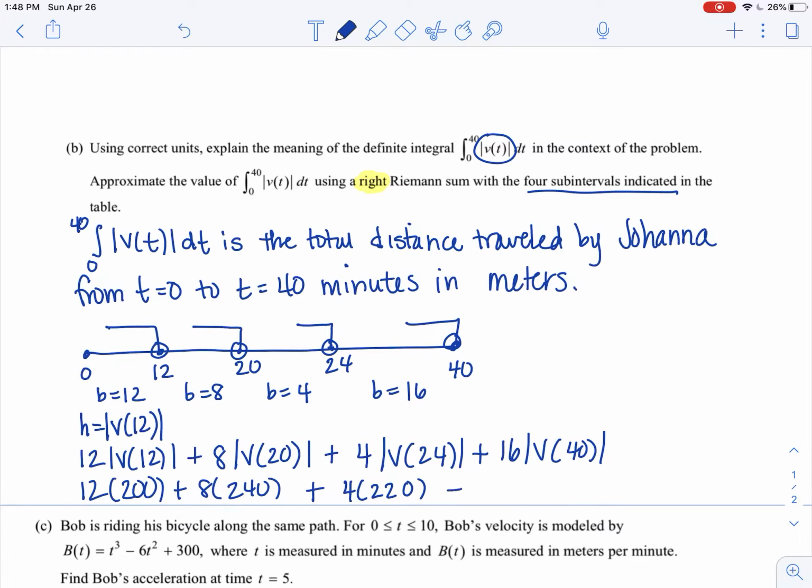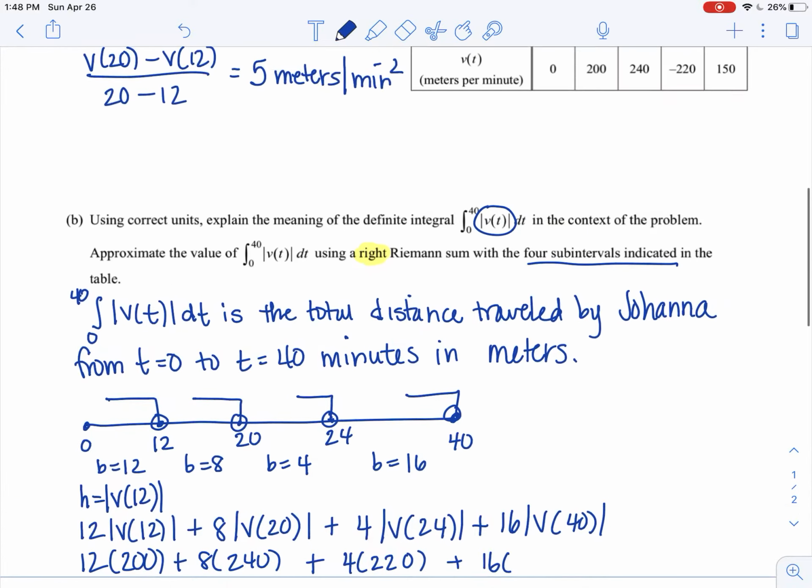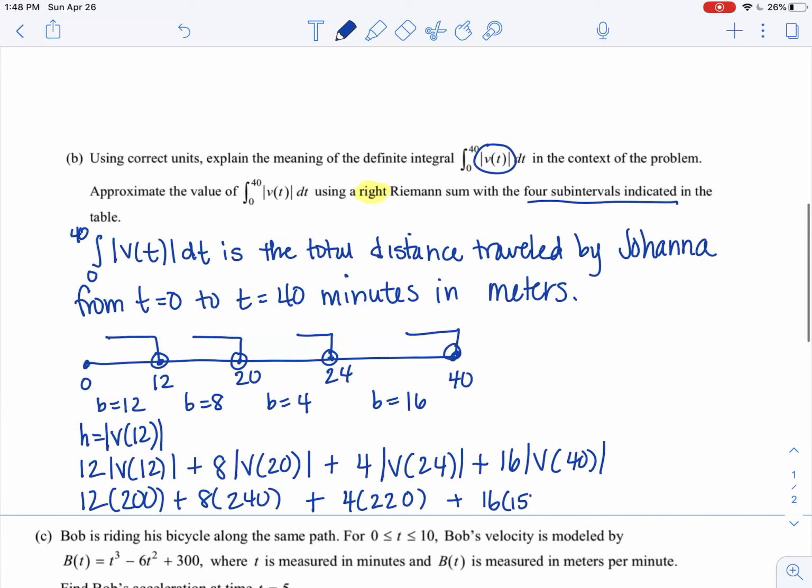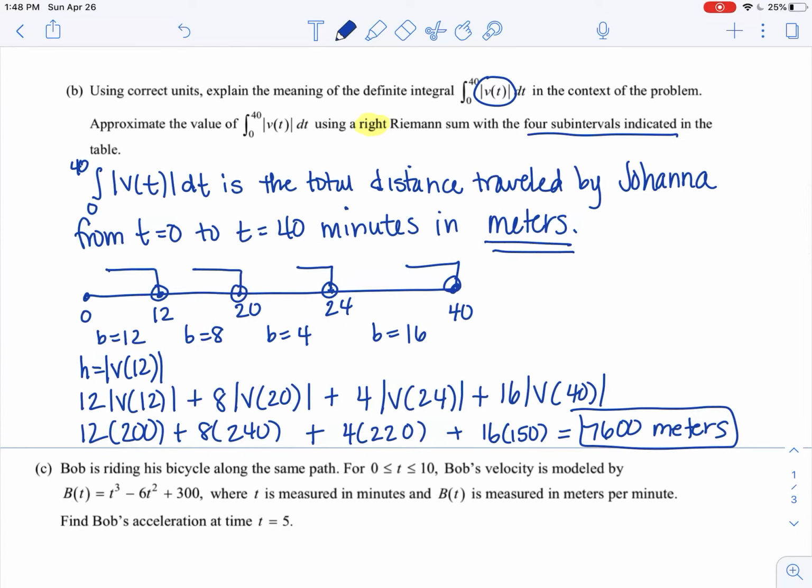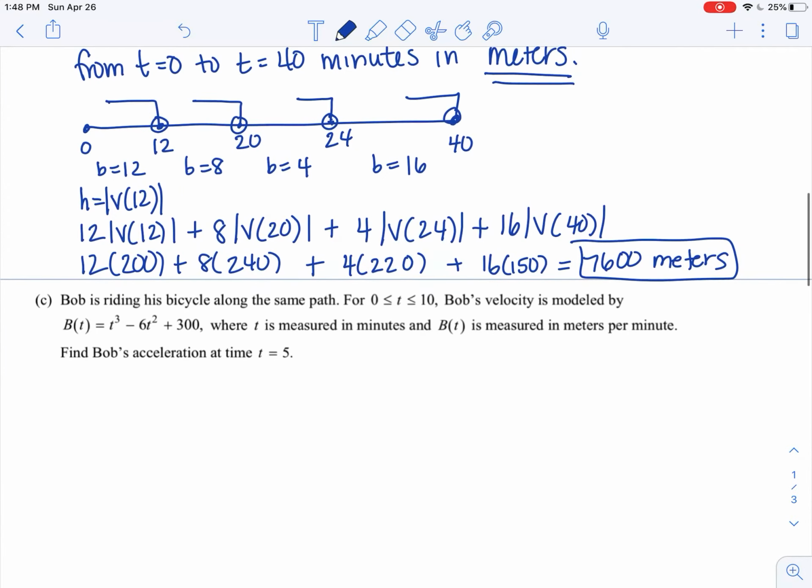That has to be an absolute value, so 4 times 220, not negative 220. And then finally 16 times 150. Okay, and when you add all of that together, that comes out to be 7,600 meters. Now, even though I know you wrote meters in the previous part of the explanation, I would still write that she traveled 7,600 meters in that 40 minutes of her running.